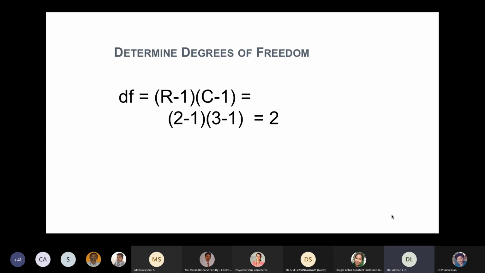So this is the degrees of freedom. I told you we are using R minus 1, C minus 1, that is row minus 1, column minus 1. This is what we are using: 2 minus 1 into 3 minus 1. We find that 2 is the degrees of freedom. We have to check with the table value. So this is the manual method, but before that we have to understand the manual method. That's the reason I have been explaining. Anyway, you can do it in SPSS, since I'm not getting a chance to show the SPSS.